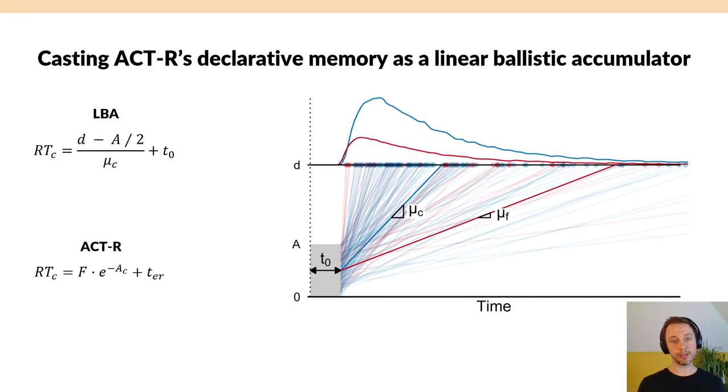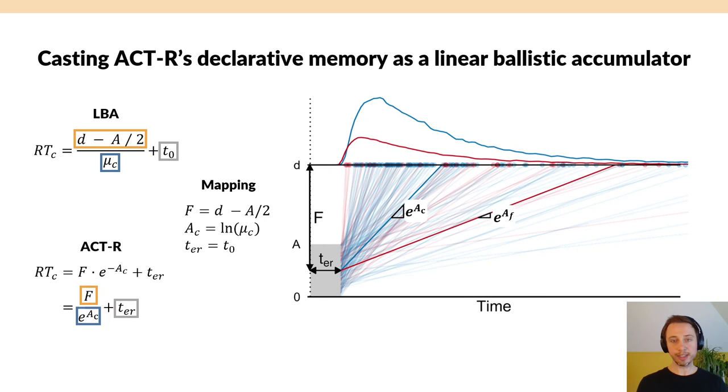the response. We can rewrite this equation like this, and that means that it has a similar form to that of the LBA. And now you'll see that we can identify a mapping between ACT-R's parameters and those of the LBA, where the latency factor f is linked to the distance between the starting point and the threshold, and the activation is linked to the drift rate.